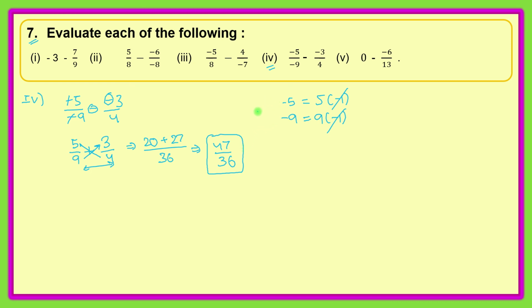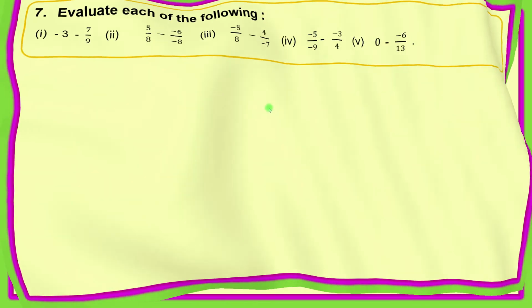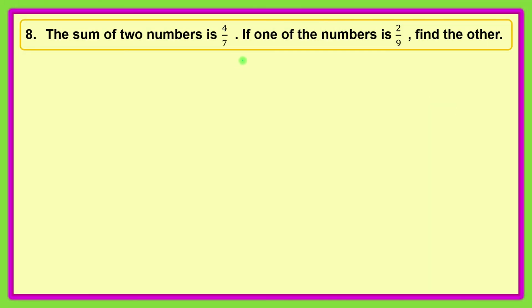So that's all for the last question of this video, that is the 8th question. The sum of two rational numbers is 4 upon 7. If one of the rational numbers is 2 upon 9, find the other. So sum of two rational numbers, that is two numbers, let the first number be A and the second number be B. So A plus B is 4 upon 7. If one of the numbers is 2 upon 9, it means A equals 2 upon 9. You can write B equal to 2 upon 9 also, that is your wish.